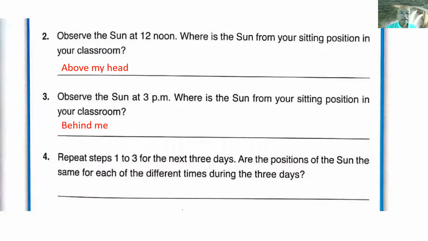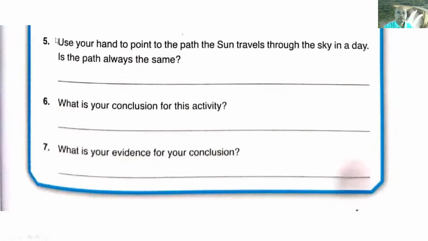All right. Now, number four, repeat steps 1, 2, 3 for the next 3 days. Are the positions of the sun the same for each of the different times during the 3 days? What do you think? Well, we did it in the class today. Yes, they are. They are in the same position at different times during the 3 days.